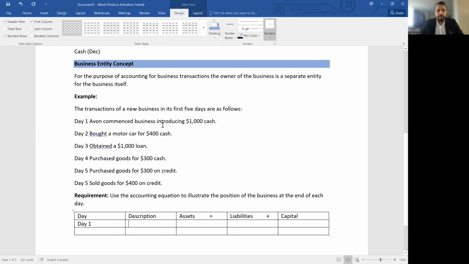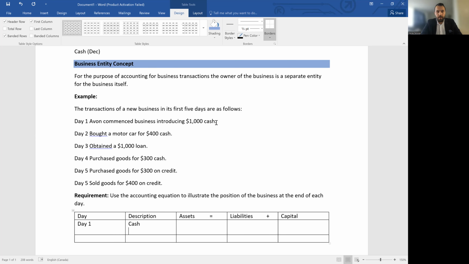Avon commenced business introducing 1,000 cash. In this transaction, we have two elements of accounting. First of all, we have cash, and the second one, we have capital. It means when he commences business, he has cash in capital. I will write 1,000 under the cash, which is our asset. This transaction doesn't have liabilities, it's 0. It has capital. How much capital? It's 1,000.